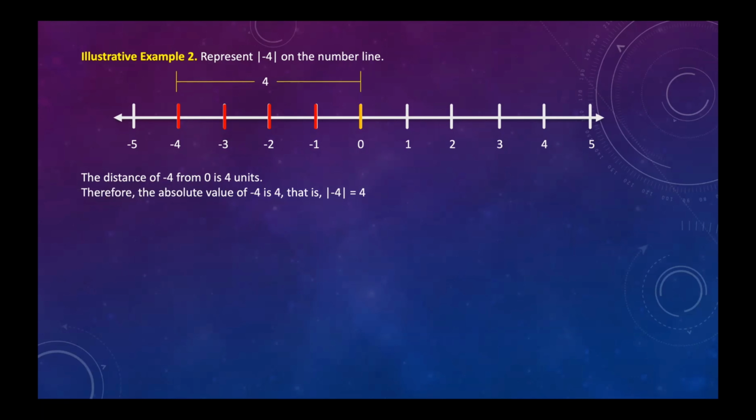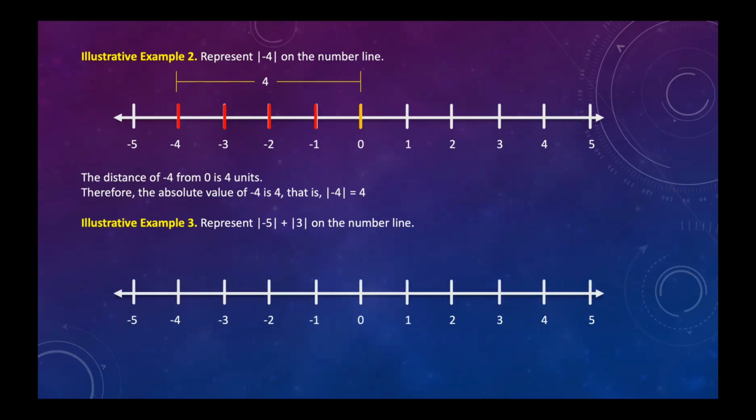Okay? So, what about two numbers? Which is shown in illustrative example number 3. Represent the absolute value of negative 5 plus the absolute value of 3.